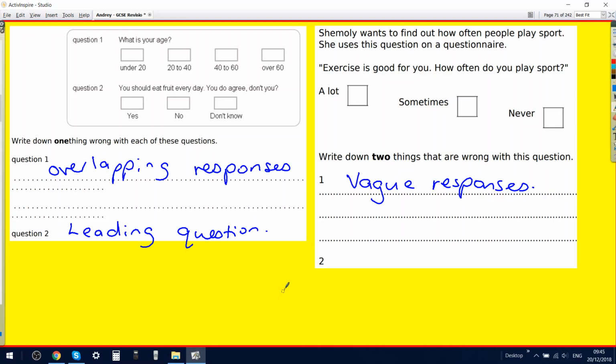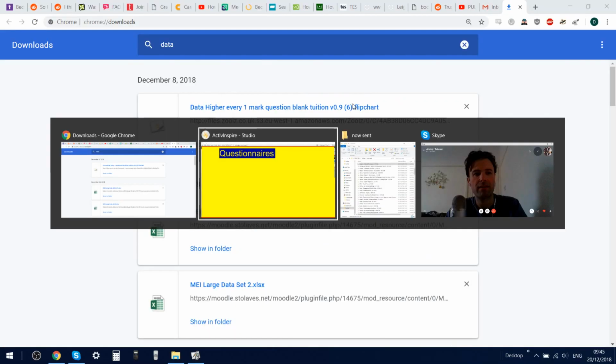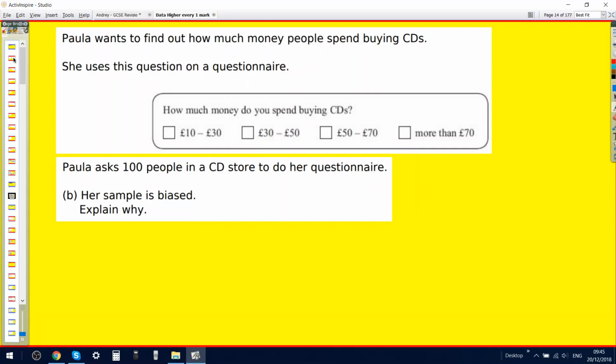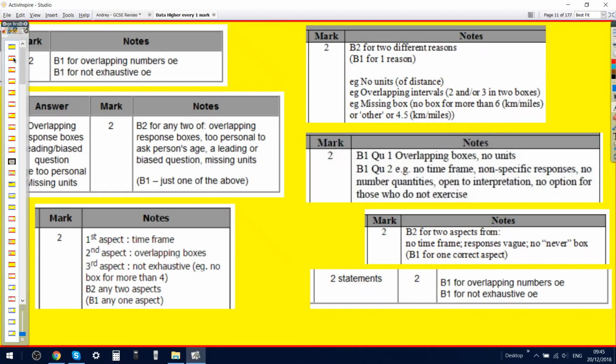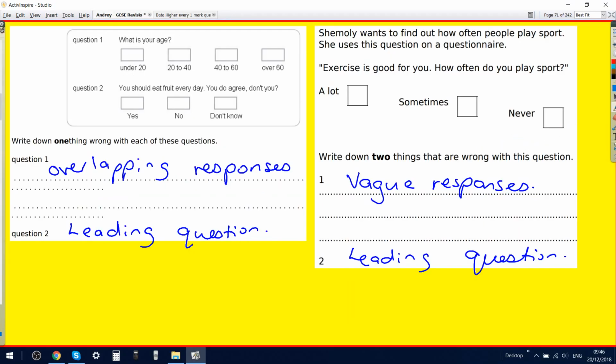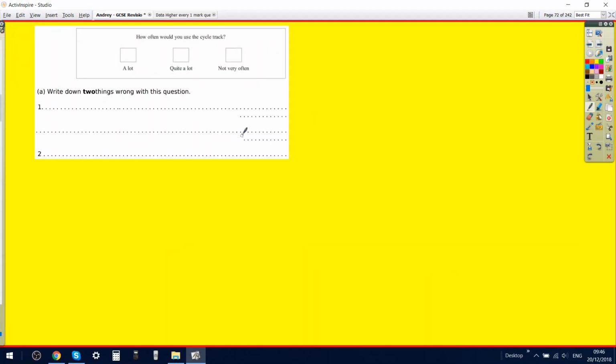And the second one? Is it again just a leading question? Because they started off the questionnaire saying exercise is good for you, and then asked the question after. Yeah, so they're leading them. Not exhaustive, no units, overlapping, missing box, overlapping, no time frame. Bias or leading question. Yeah, leading question. That's it. Okay, good. Just wanted to make sure I was using the right phrasing. Okay, how about this one?